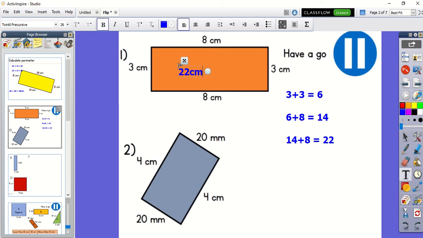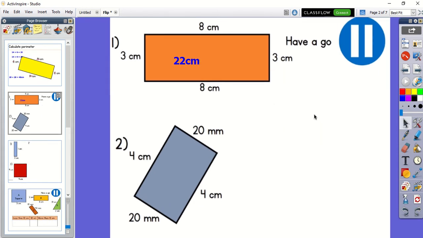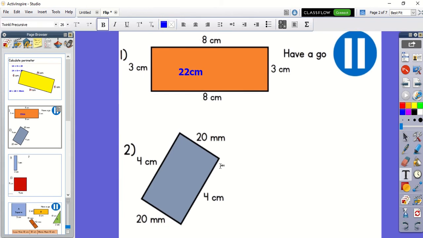The second one is a bit more tricky because it's using both millimetres and centimetres. So in order to find that answer, you will have to convert your millimetres into centimetres and then do the addition. So how many millimetres are in a centimetre? Well, 10 millimetres equals 1 centimetre. So 20 millimetres must equal 2 centimetres.